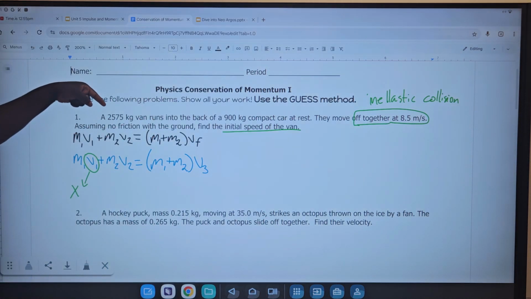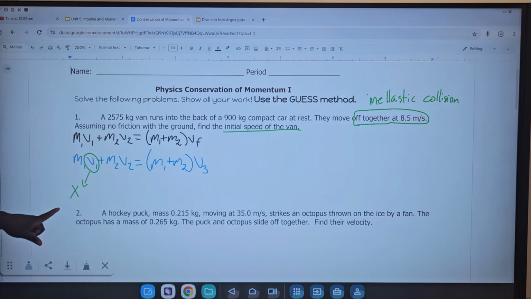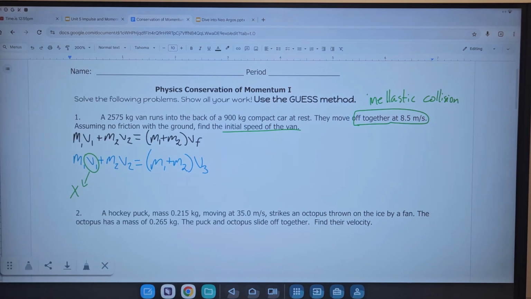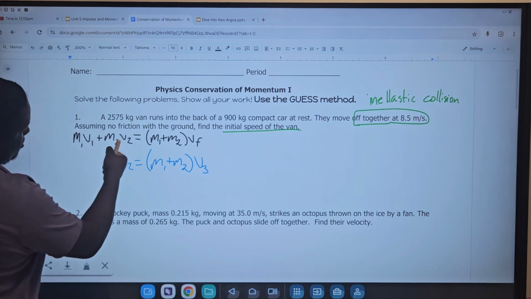The van was the first mass, so that is v1. We're going to swap v1 with x, because once we plug all the other numbers in, that x-intercept will give us our answer. Now, that's a lot of explaining. Let's say we don't have the graphing calculator and we kind of just need to figure this out without it.